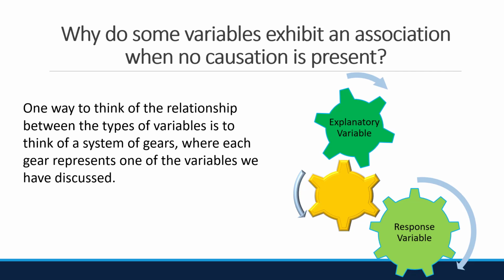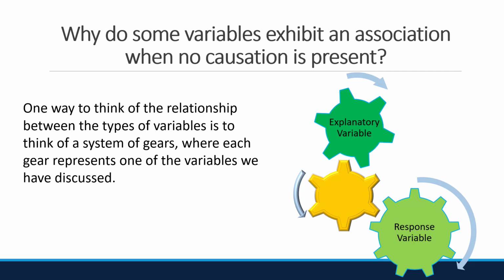Notice in this image, when the middle gear is turned, the explanatory variable and the response variable will also turn, even though the explanatory variable never touches the response. We would say that we have an association since both gears turn, but no causation since the gears do not touch. The third gear in the middle is the confounding variable. Notice that the confounding variable touches both the explanatory and the response.